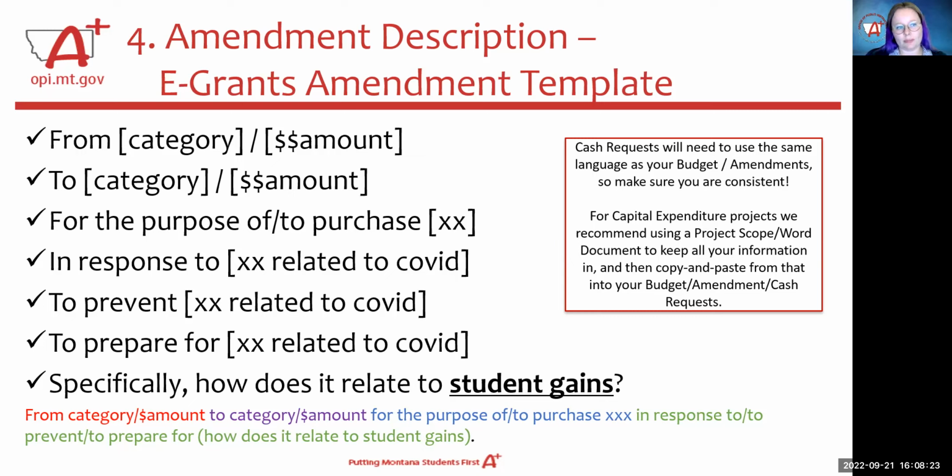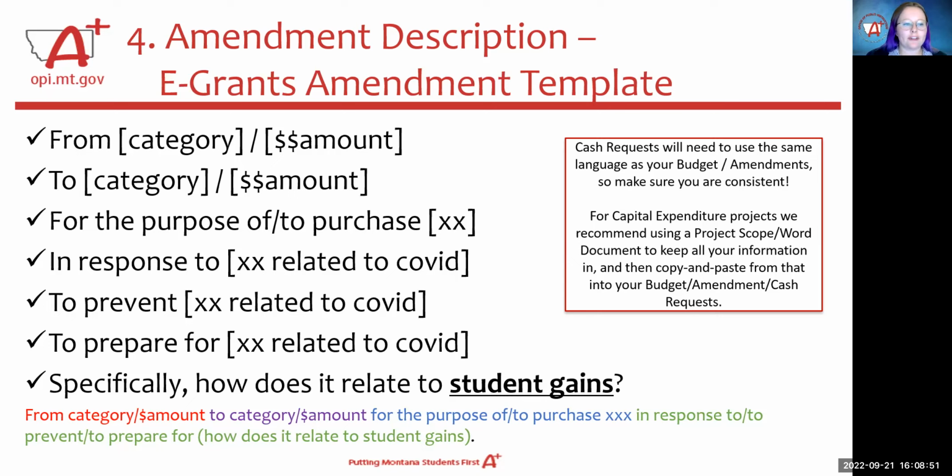You're going to want to put how much money is being moved out of a category. So let's say in my example, you're moving $1,000 out of category 100. You would write from 100 / $1,000. And then where is it going? So you'll say to category 600 / $1,000. You'll say how much money is going into that category.